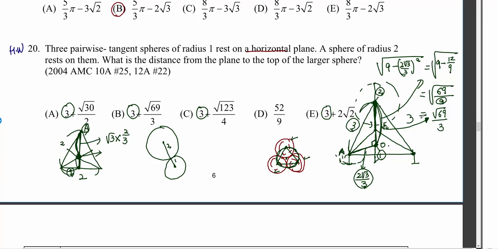So from the upper sphere, from the center to the highest point is 2, which is the radius. Down over here is another 1. So we are going to add 3 over here, so this one plus 3. That's the height from bottom to the top. So we have the answer. Are you guys with me?